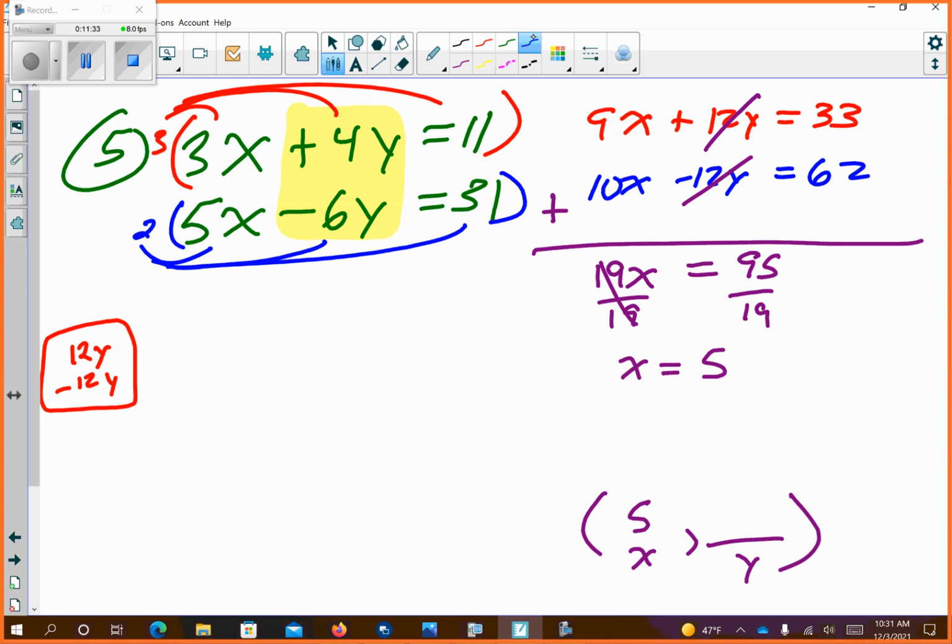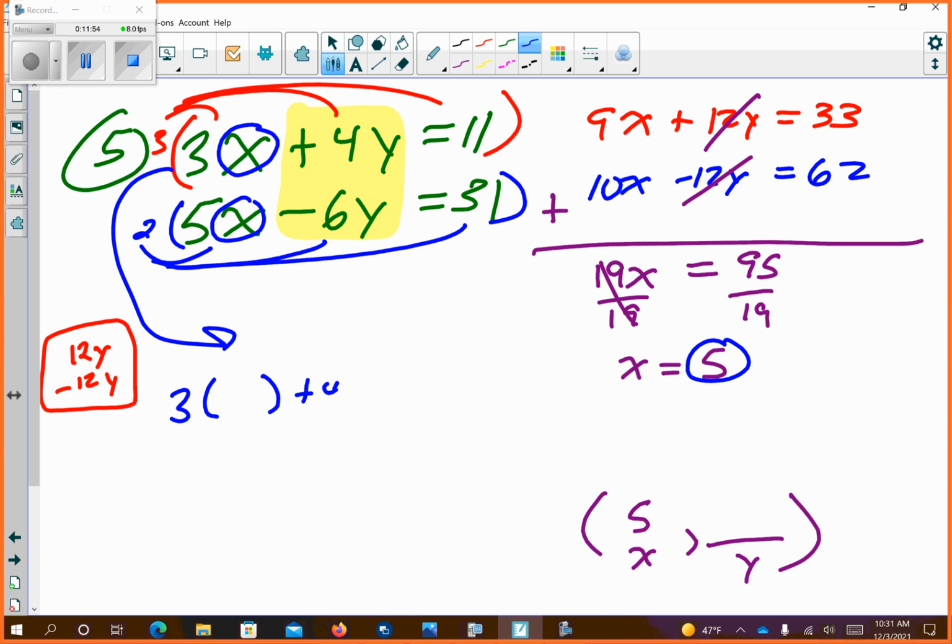Okay, so sometimes we get mean and say, hey, you have to multiply both. Okay. What should I do with this 5? Yeah, I'm going to plug it into either of the x's in the original equations. I would probably pick the top one. So I get 3 parentheses plus 4y equals 11. The parentheses is where x used to live. Now 5 is going to go there. So I get 15 plus 4y equals 11.